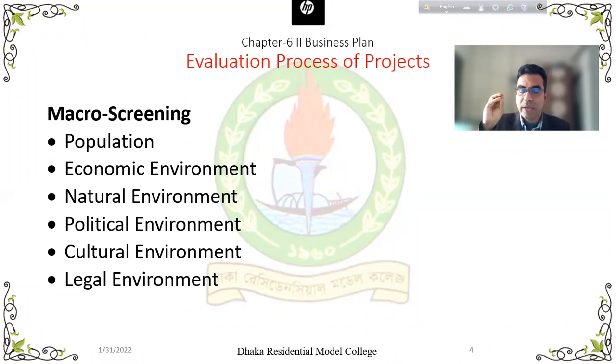Yes, sir. Education is a part of cultural environment. Population is a part of cultural environment. Religious belief is a part of cultural environment. Religious thought, religious views, education rate, education, technical education, all the things are the part of cultural environment. Before starting this, have to think this.